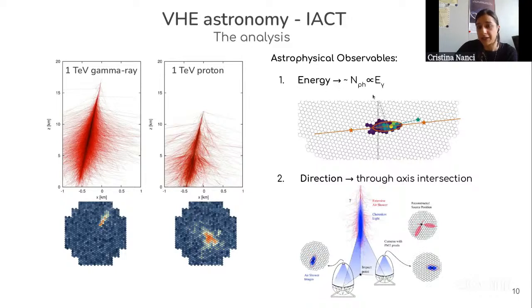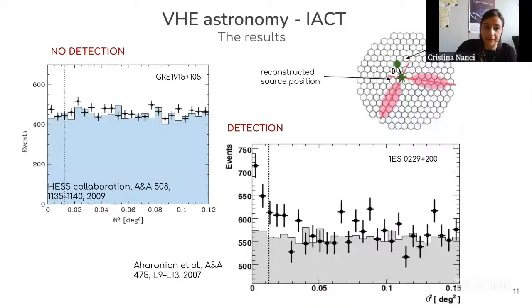We measure the energy because the energy of the primary gamma ray photon is proportional to the density of Cherenkov light that we collect in the telescope cameras. And we measure the direction through axis intersection when we do the observations with multiple telescopes, so using a stereoscopic mode.